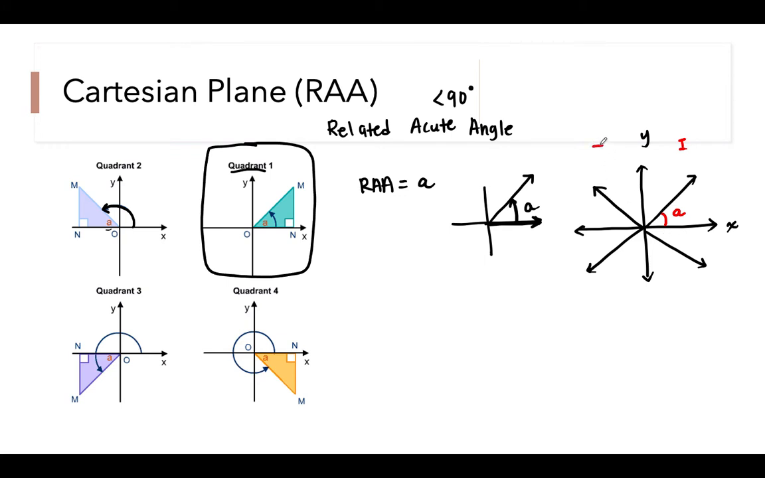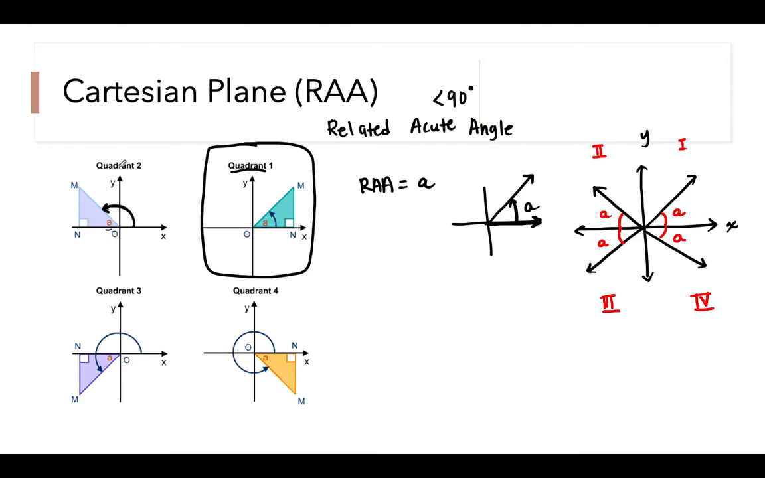If it's in quadrant 2, it's always from the x-axis to your terminal arm, which is over here. That's my related acute. And if it's in quadrant 3, again, based on the x-axis to your terminal arm, this is my related acute. And if it's in quadrant 4, that means from the x-axis to my terminal arm. This is my related acute.